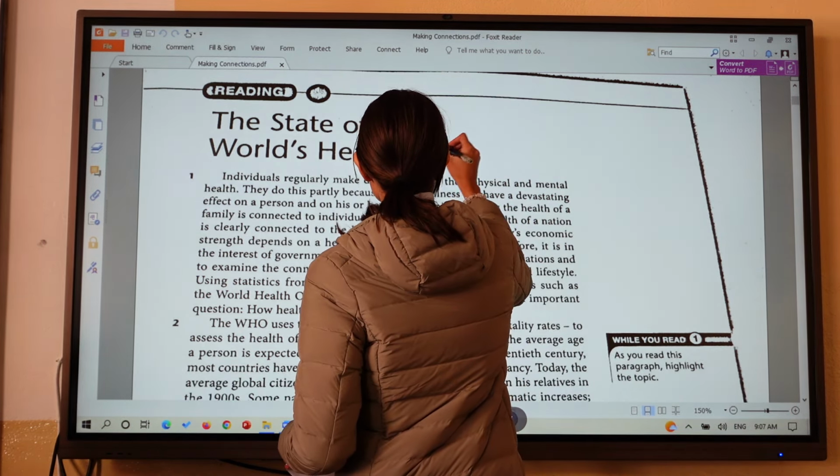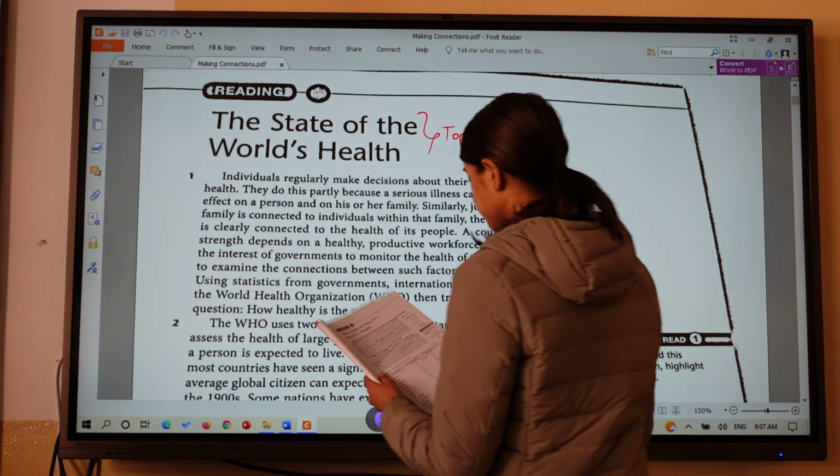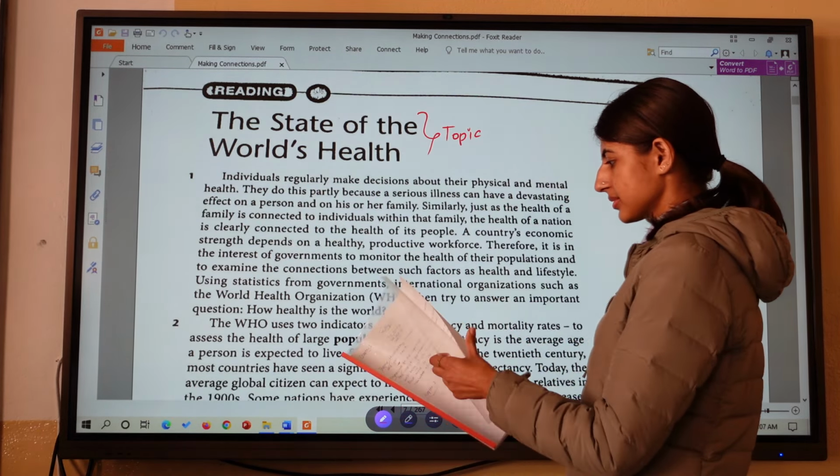So this is the topic of this text. And this text is from the book Making Connections.